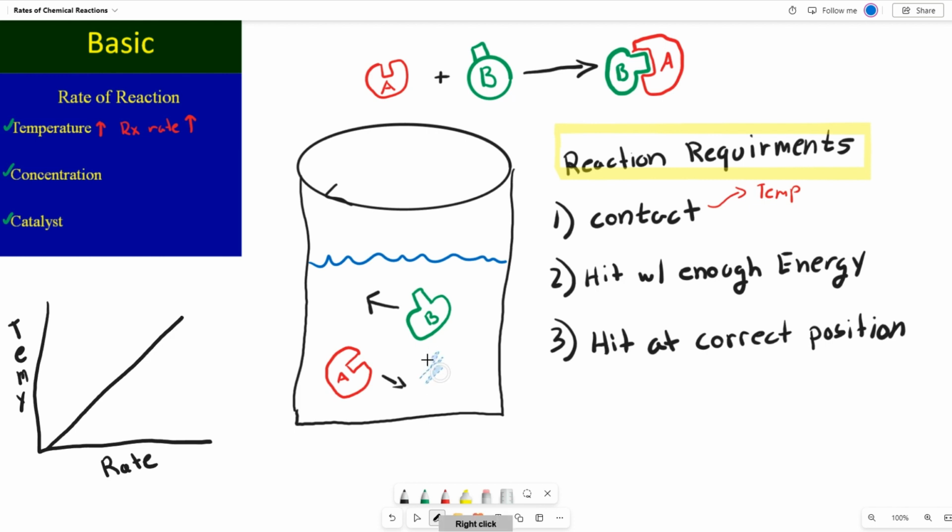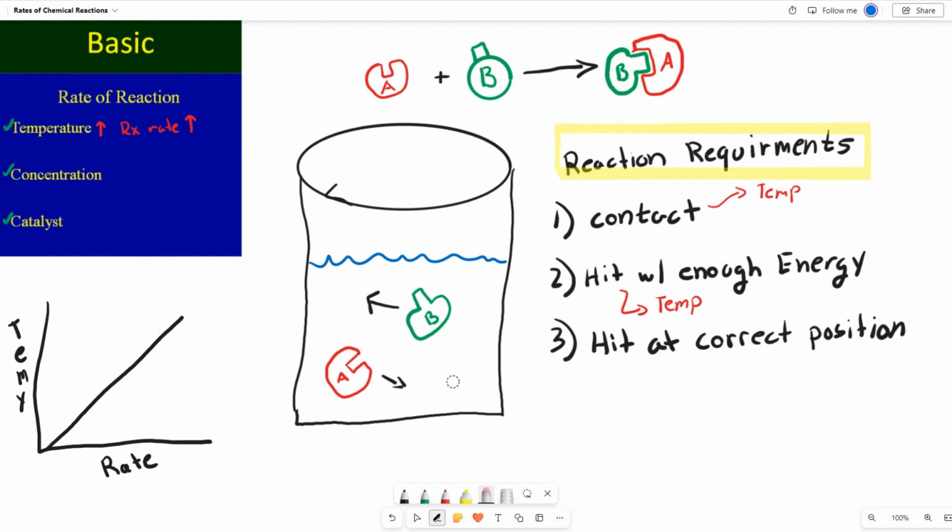And since the molecules are moving faster, they hit each other with more energy. So the temperature also helps with making sure the molecules run into each other with enough energy to react. So that's how temperature can increase the rate or the speed of a reaction.